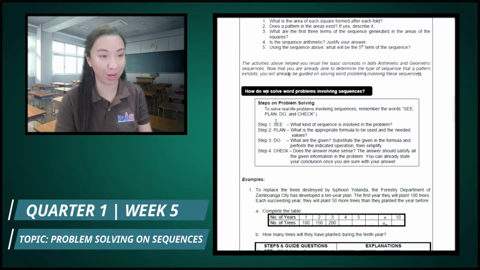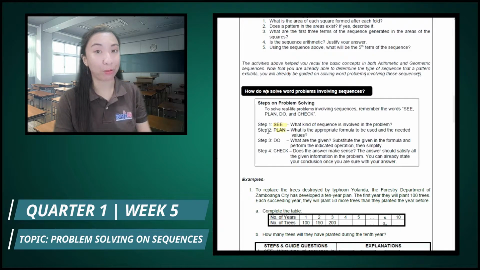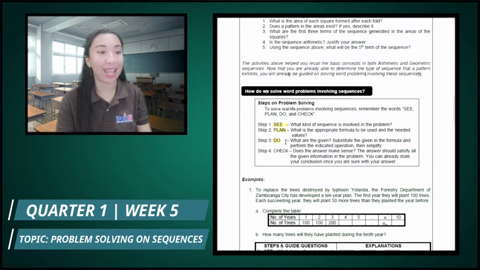Let's start with step 1. See. What kind of sequence is involved in the problem? Step 2. Plan. What is the appropriate formula to be used and the needed values? Step 3. Do. What are the given? Substitute the given in the formula and then perform the indicated operation, then simplify. Step 4. Check. Does the answer make sense?